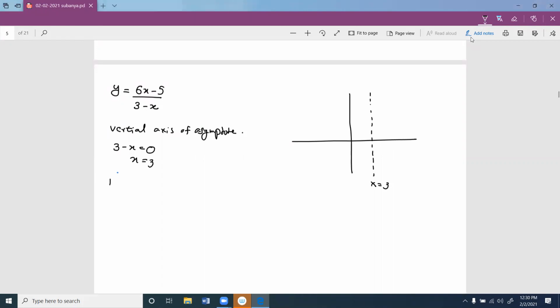Then we can get the horizontal asymptote. How do you get it? y equals the coefficient of x in the numerator divided by the coefficient of x in the denominator, which is 6 over minus 1. y equals how much? Minus 6. Then you just graph like this. y equals minus 6.